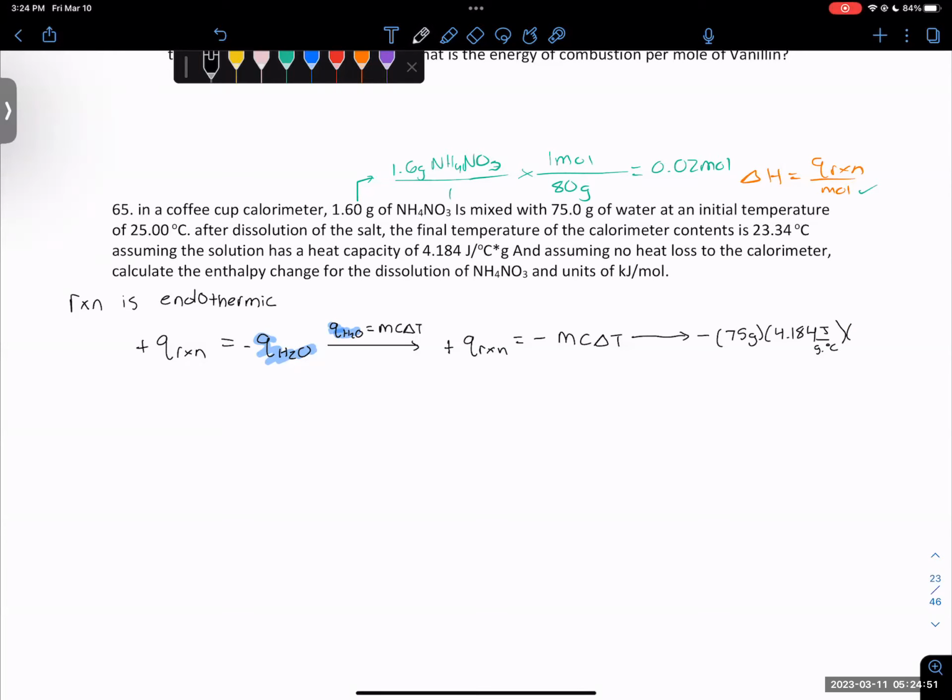So it said the final temperature of the water, I'm doing this up here on the top left. Final temperature of the water is 23.34 degrees Celsius. And the initial temperature of the water was 25 degrees Celsius. This should give us a delta T of about negative 1.66 degrees Celsius. So we understand that, we know how to get delta T, and we just plug that part into here as well.